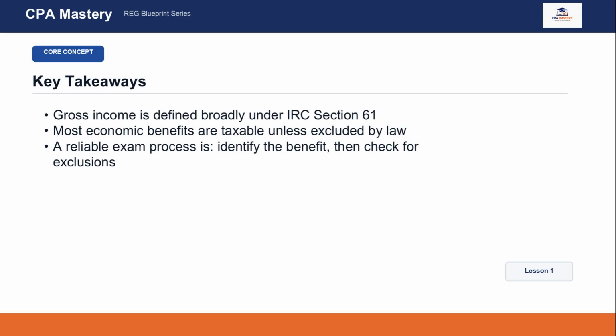The common income categories you need to recognize include compensation, interest, dividends, business income, and capital gains. Most importantly, do not approach these questions randomly. Use a consistent process. Identify the economic benefit first, then check for an exclusion. If no exclusion applies, include the item in gross income. That one method will help you answer a large number of reg questions with more confidence.